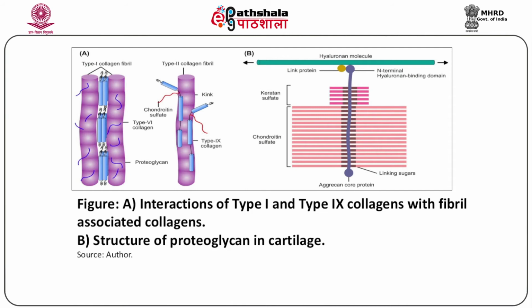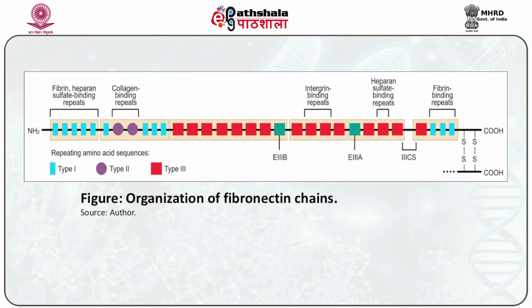Let us now look at the organization of fibronectin chains. The primary structure of each chain consists of about 2500 amino acids and is arranged into 3 types of repeat sequences, namely type 1, 2 and 3, giving the molecule a beaded appearance under the electron microscope.